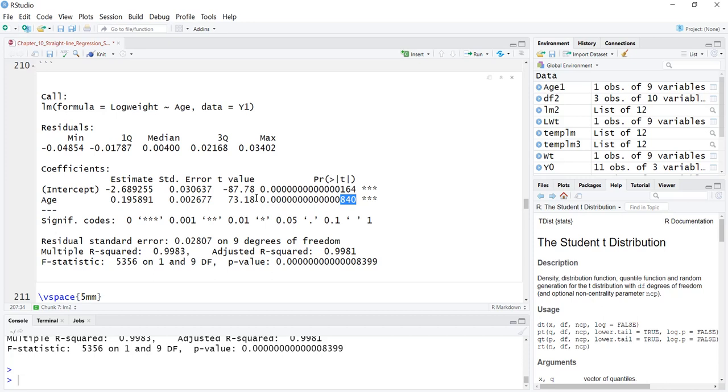So our slope, if you take this t with 1 degree of freedom and square it, 73.18 squared gives us 5355.3 something. Obviously there are some other decimal places that we're missing here, but they rounded it up to 5356. So this value here and this value here are basically the same, except the F statistic is the square of this t statistic. And it only works for a straight line. Once we get to multiple regression, you can't do that anymore.